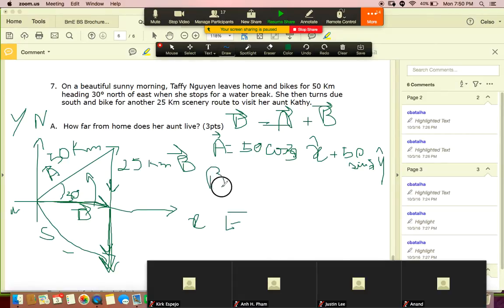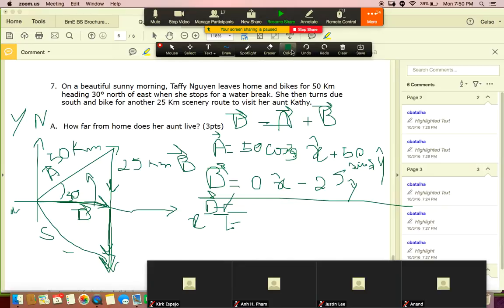And what is your B vector? My B vector doesn't have a component in X because Taffy turns due south, right? It doesn't have a little puny component in X, it is 0. But she has a negative component in the south direction, which is 25 in the Y direction. That's it. So when you add these two vectors, it gives you the D vector, which you want to find, and that is equal to, erase this thing here.